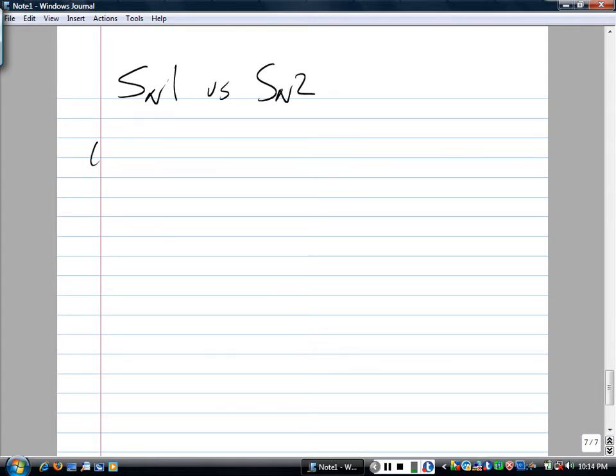And we saw the factors were the substrate. We looked at the nature of R and the nature of X. When R was methyl and primary, SN2. When R was tertiary, SN1. When R was secondary, SN1 or SN2. We looked at the nature of the leaving group. If X was a great leaving group, we tended to get SN1. If X is a good leaving group, we tend to get SN2.